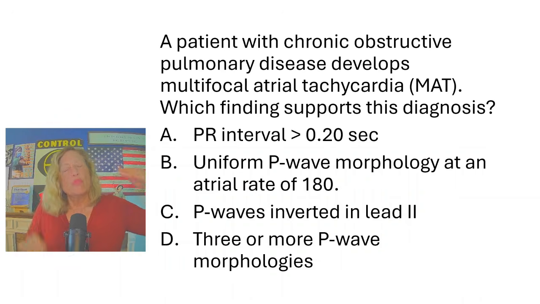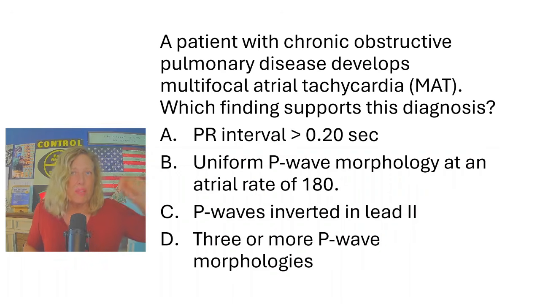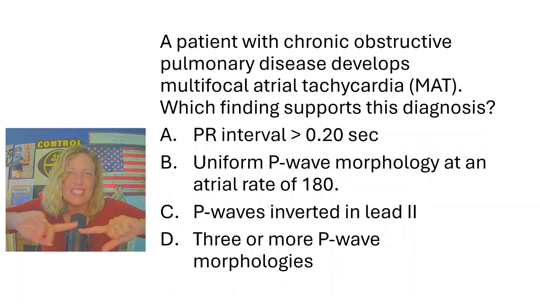So remember I said the first word always represents where the electrical impulse is starting. So if it's a sinus rhythm, the electrical impulse is starting in the sinus node. If it's a ventricular rhythm, the electrical impulse is starting in the ventricles. If it's an atrial rhythm, the electrical impulse is starting in the atria. If it's a multifocal atrial rhythm, there's different places in the atria that are initiating this electrical rhythm.